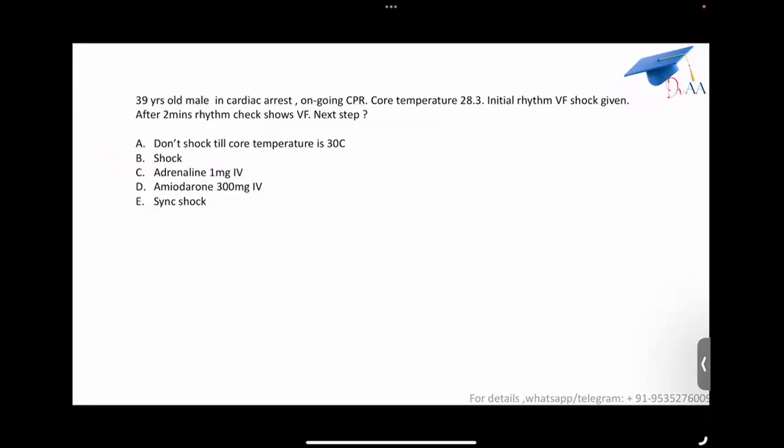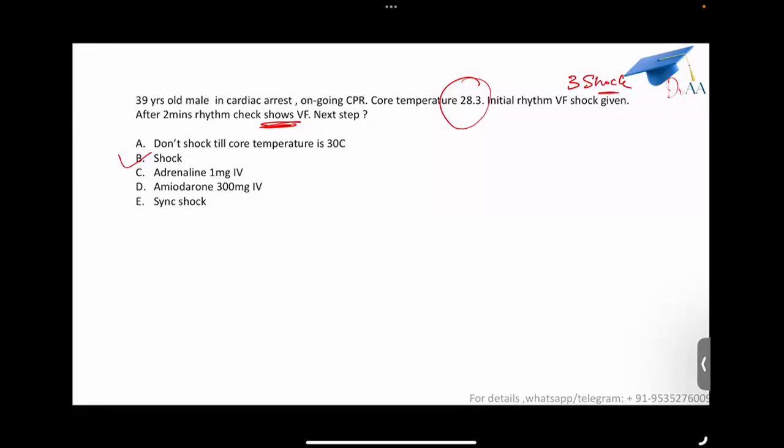We have a 39 years old gentleman who has presented in cardiac arrest, ongoing CPR, core temperature is 28.3 degrees Celsius. Initial rhythm is VF, shock given. After 2 minutes, rhythm check shows again VF. What is the next step? Shock. Is there already given 3 shocks then?